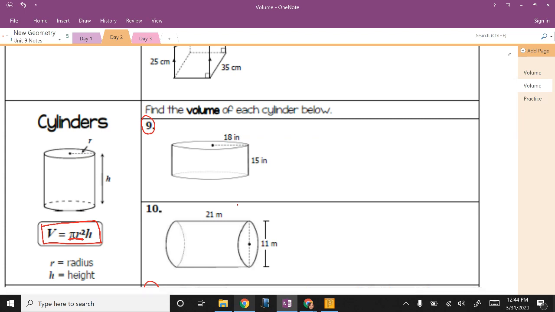So we're just going to plug things in. On number 9, they gave us the radius. If they give us a diameter, remember we take half of that to get the radius. So my radius is 18. My height is 15. So my volume is pi times r squared, which is 18 squared, times the height, which is 15. Now, order of operations, we always want to do our square first before we multiply. So 18 squared is 324.